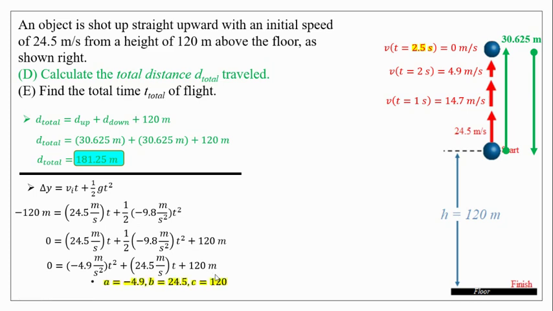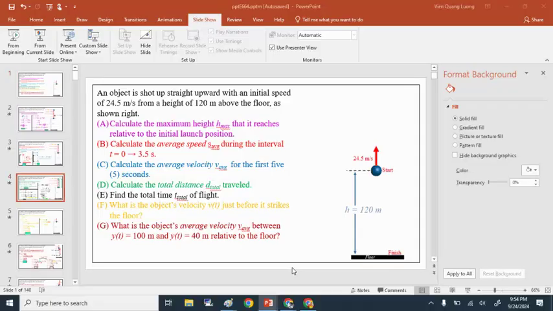But here, I notice that I can use the quadratic formula because it has that format of ax squared plus bx plus c. So here my a is negative 4.9, my b is a positive 24.5, and then my c for this problem is a positive 120. So what I'm going to do is exit my screen here and just use the quadratic formula.